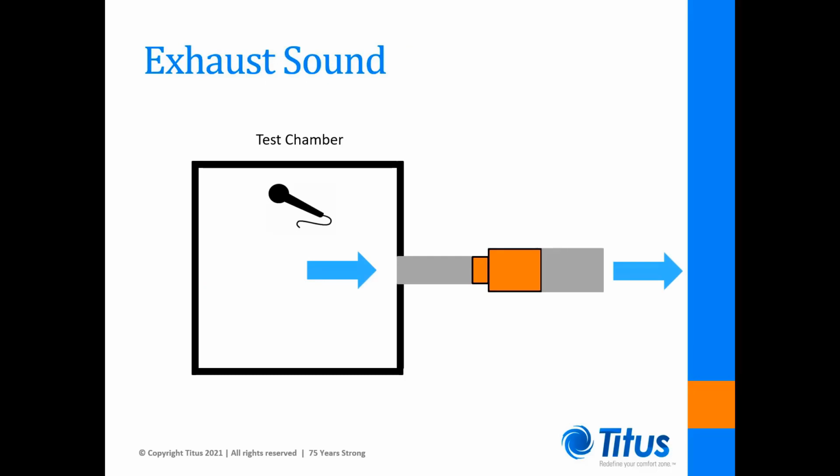Exhaust units don't have discharge sound levels, but they do have exhaust sound levels. This is the damper noise that travels back to the room from an exhaust unit.